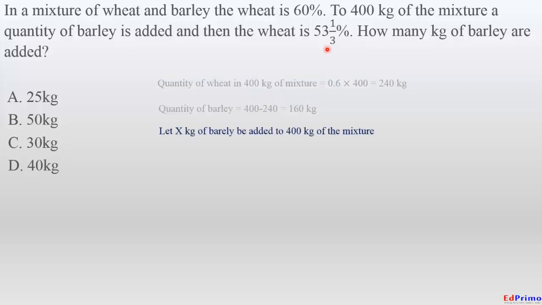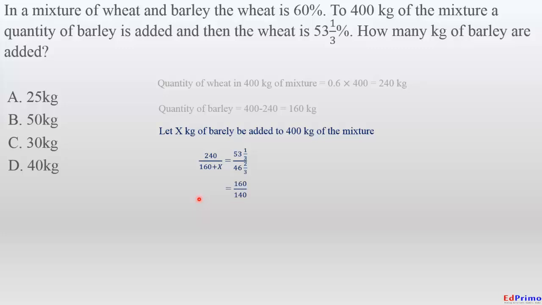If we denote this with an equation, we can say 240 by 160 plus X, that is the quantity of wheat in the final mixture, 240, divided by the quantity of barley in the final mixture, 160 plus X, that is the new amount that is added, is equal to 53 1/3 divided by 46 2/3, because we are told in the question that wheat forms 53 1/3% of the resultant mixture. So once we arrive at this, we can go on to simplify the right hand side.